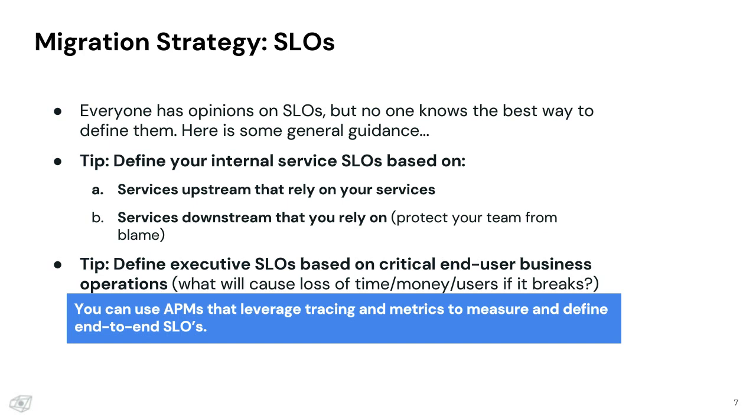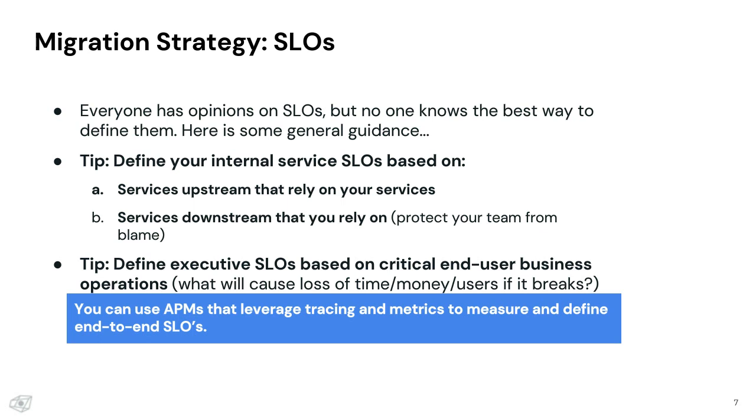And that's to protect your team from blame if something goes wrong. You want to be able to monitor those downstream services that your team is relying on for the new service that you're building, so that when those downstream services go down, you know that it's not your team's fault, it's the downstream that is causing problems.